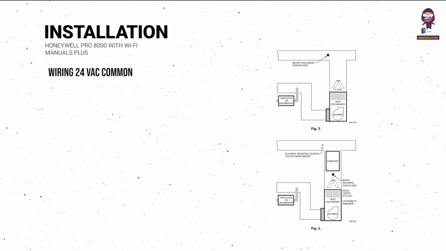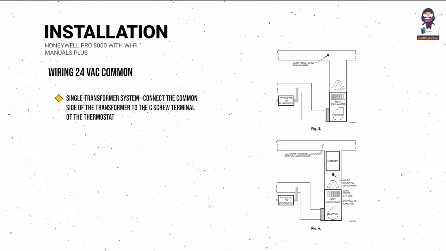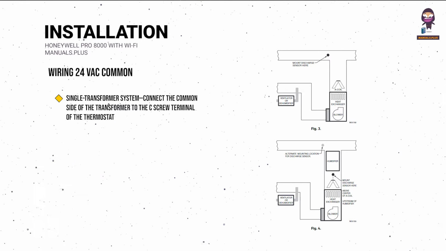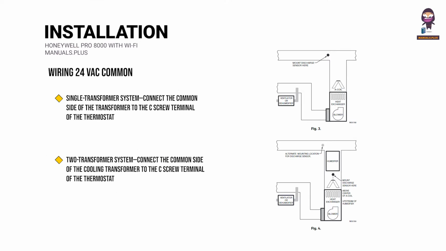Installation, wiring 24-watt common, single transformer system. Connect the common side of the transformer to the C-screw terminal of the thermostat. 2 transformer system, connect the common side of the cooling transformer to the C-screw terminal of the thermostat.